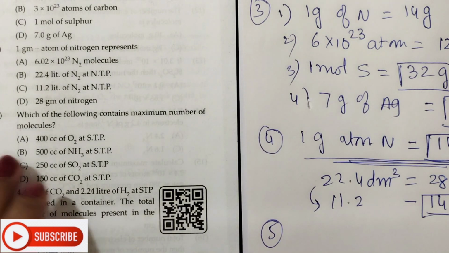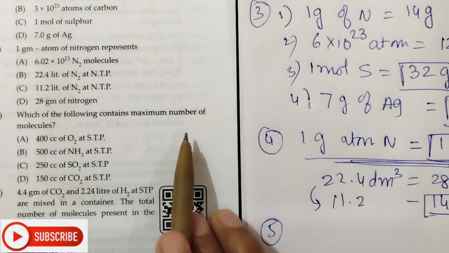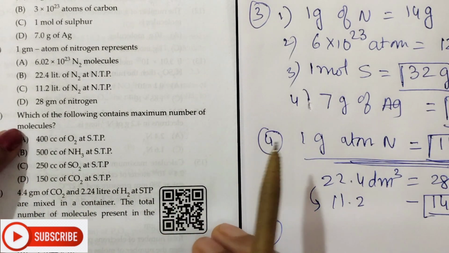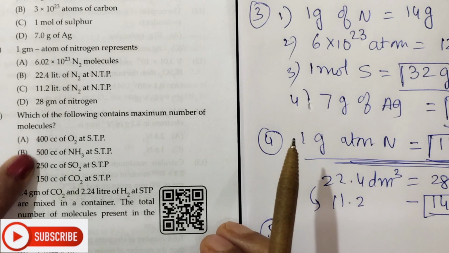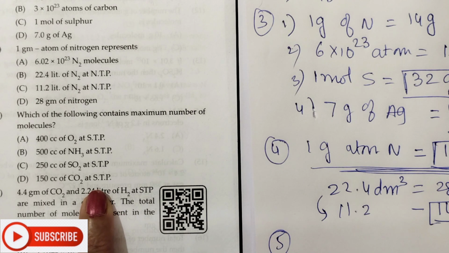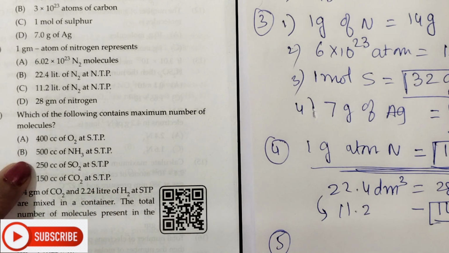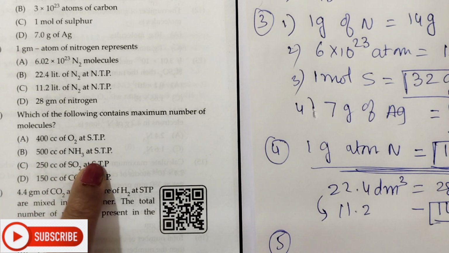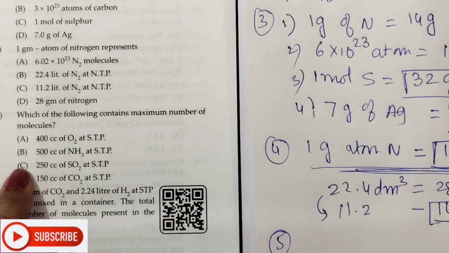So if you see this, which will have maximum number of molecules: more the cc here, or more is the volume here, more will be the number of molecules. So if you see the options here, the answer will be second option, that is 500 cc of ammonia at STP. So answer here is second option.